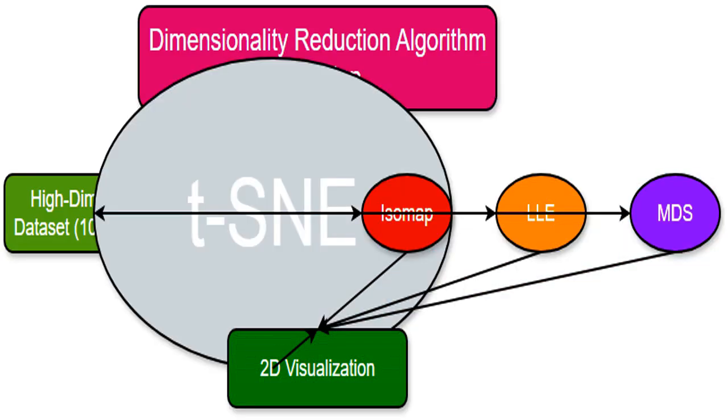LLE, or locally linear embedding, is great for data points that are locally linear, meaning they form roughly straight lines within small neighborhoods, even if the overall data structure isn't globally linear. It's like looking at a curved road. Each small section might seem straight, but the overall road is curvy.